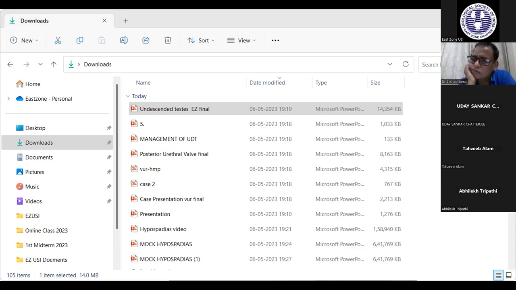So, if you're doing a MAGPI, would you still require a Dartos flap? No, sir. Yeah, that's what I want to say. For distal hypospadias, the Dartos is not mandatory. If it is coronal in location, or sometimes up to subcoronal also, Dartos is not mandatory. But for all the other cases, Dartos is definitely a good option. Isn't it, Chatterjee sir? Am I right?